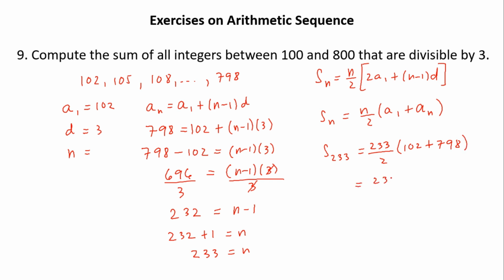Simplifying, we have 233 over 2 times 900. And then let's divide first 900 by 2. That's 450. And then 233 times 450 is equal to 104,850. Alright, so that's the sum of the integers between 100 and 800 that are divisible by 3.